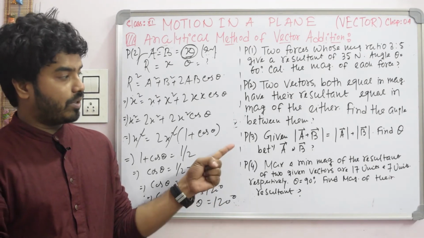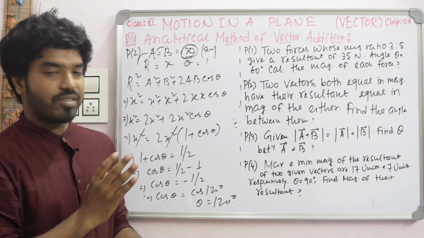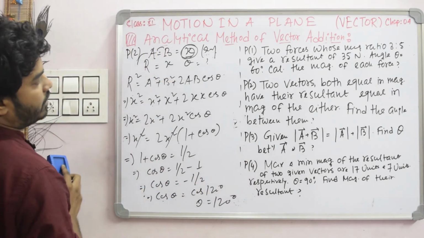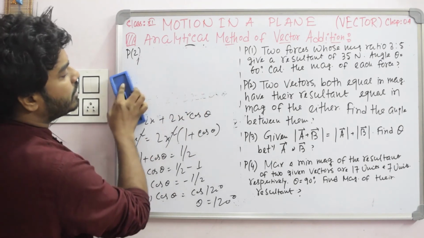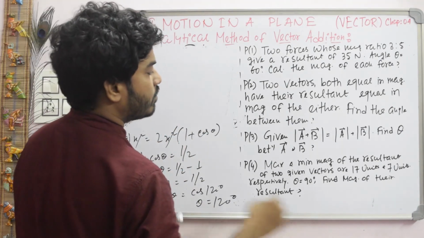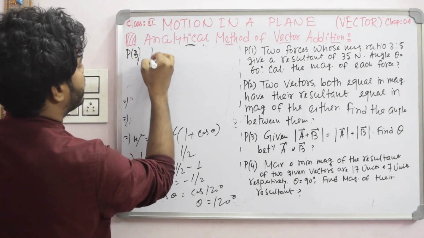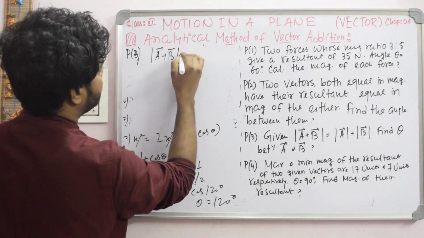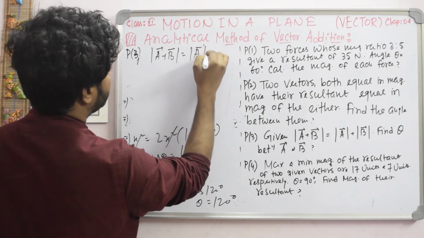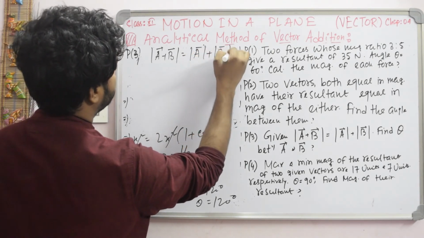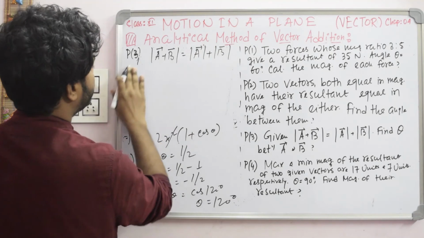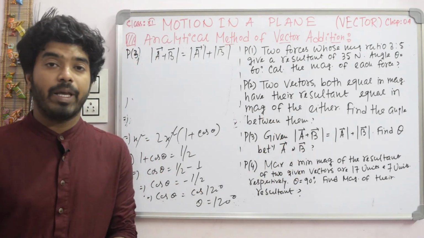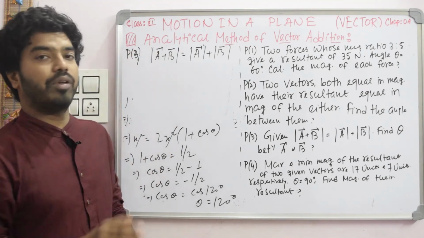Okay. Now the next one is a very tricky and interesting question. Read it. Problem 3: the magnitude of vector A plus vector B is equal to the magnitude of A plus the magnitude of B. Now you have to find out the angle between A and B. You just see this sentence carefully.